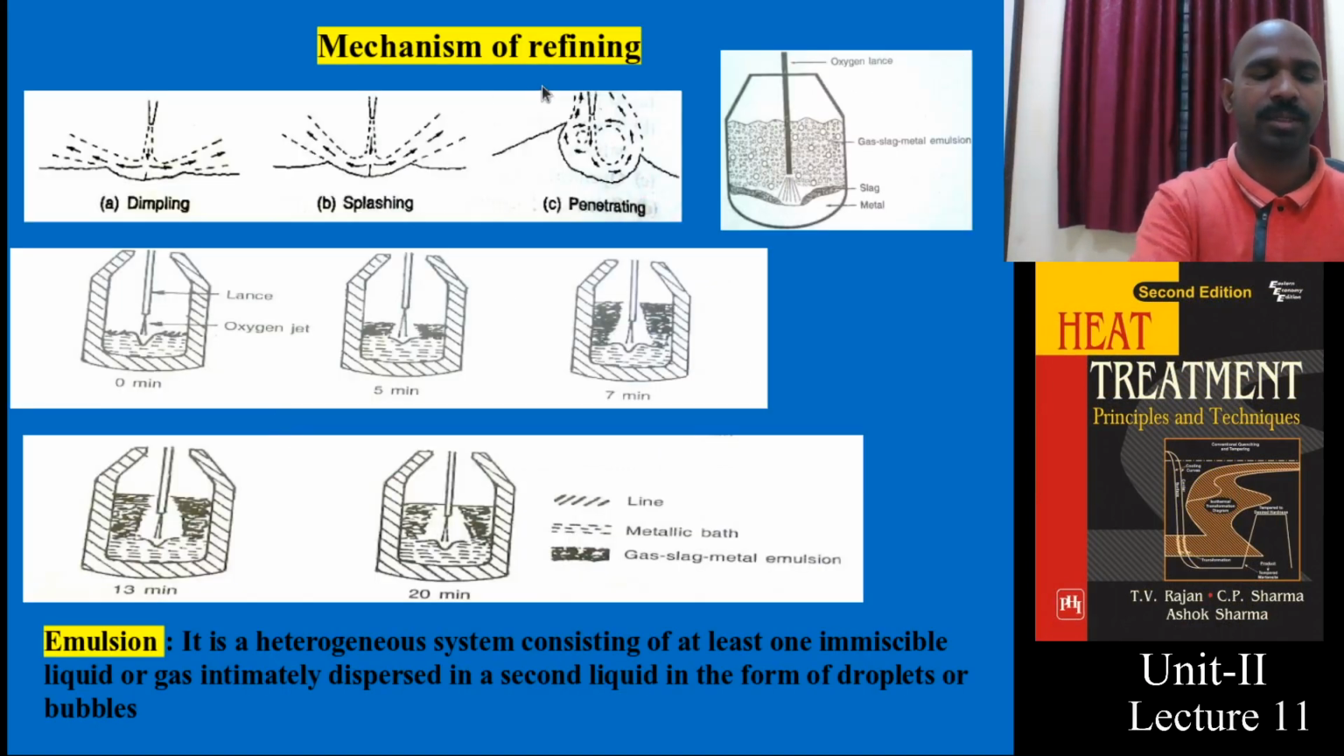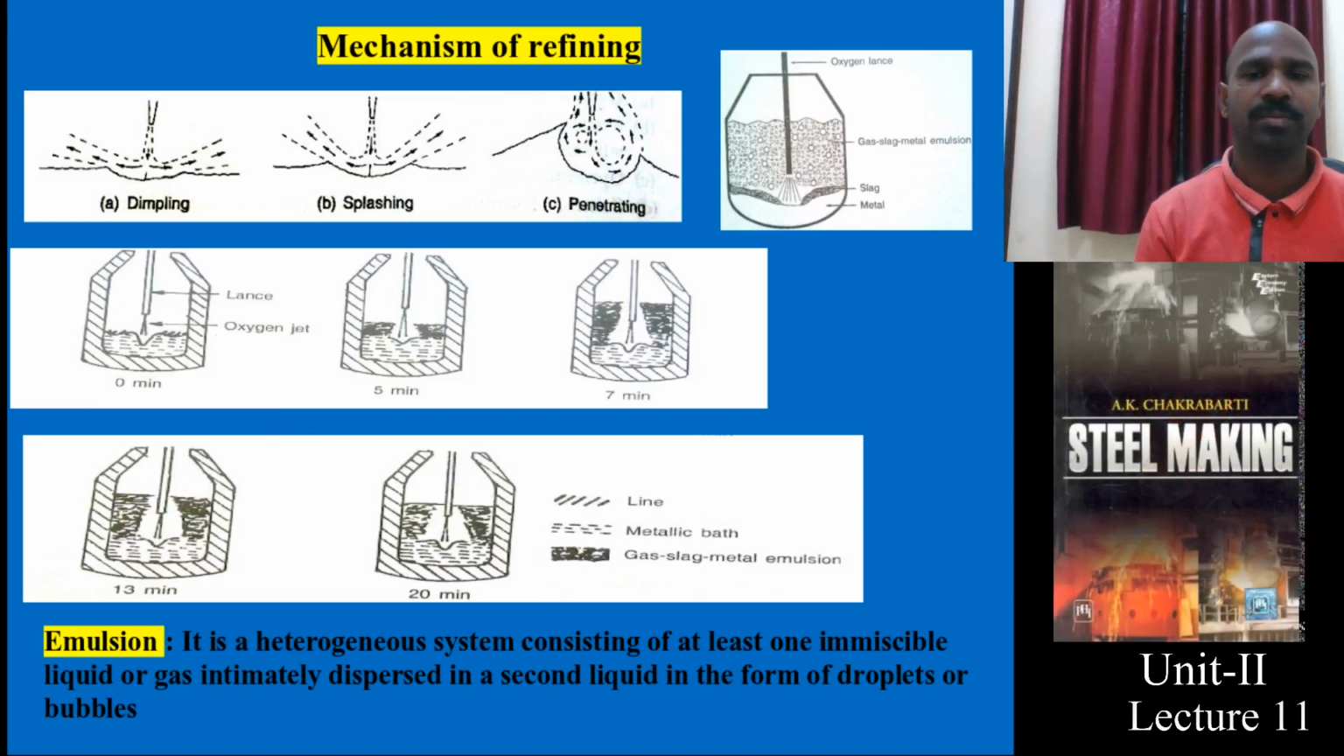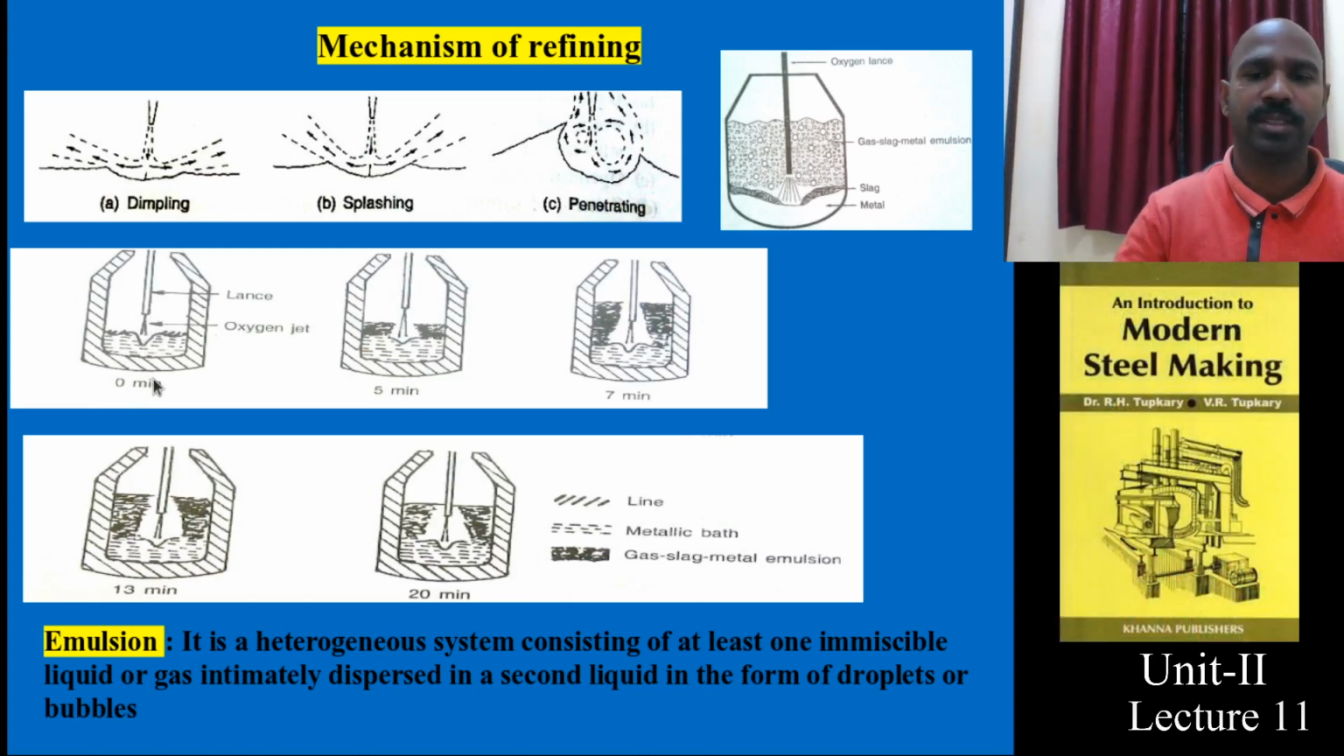Coming to understand what refining is: the steelmaking process is nothing but oxidation or refining of the few impurities which were left in the liquid pig iron at the conversion stage into steel. The first step is dimpling. This is how the dimple forms at 0 minutes.